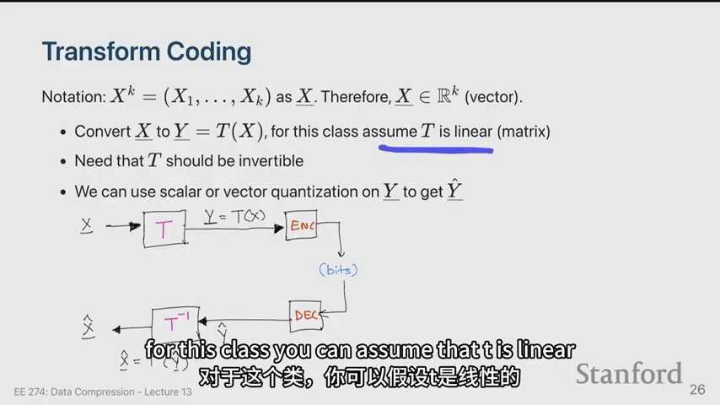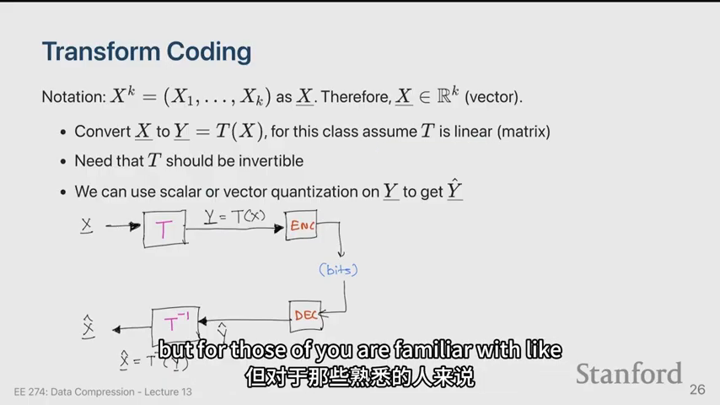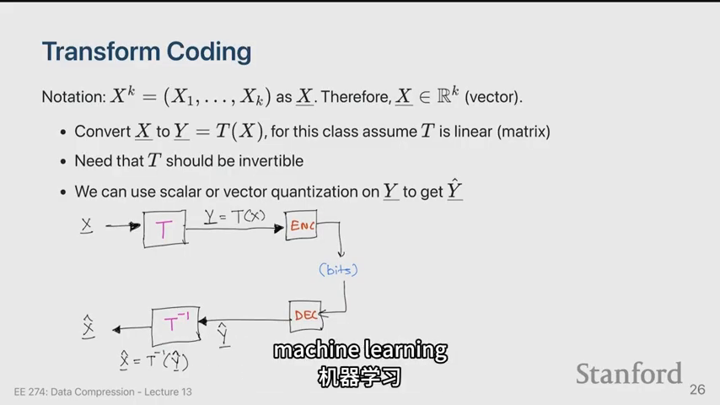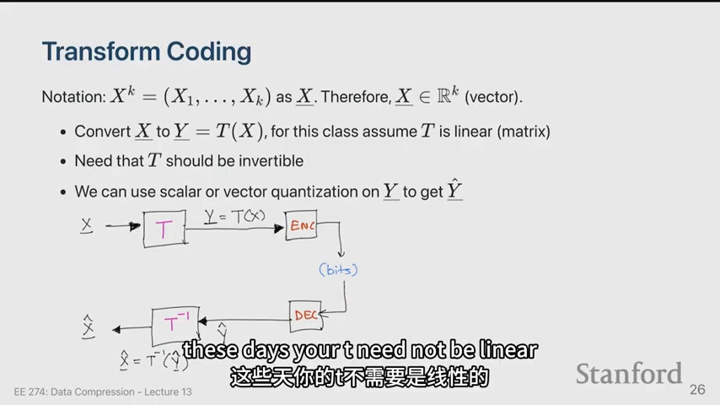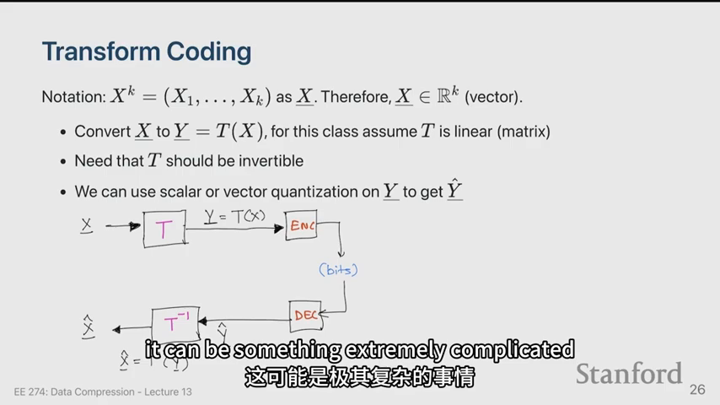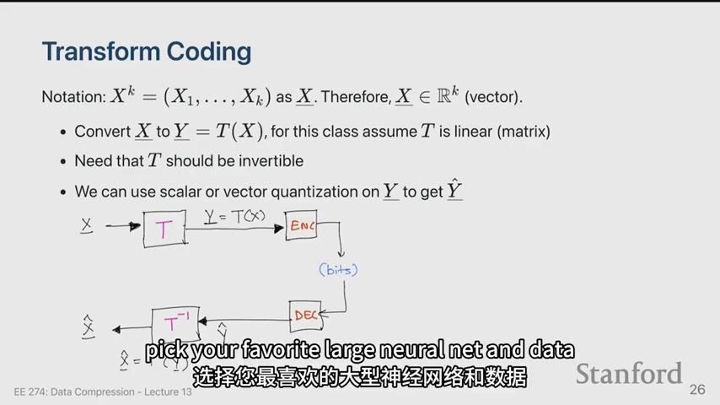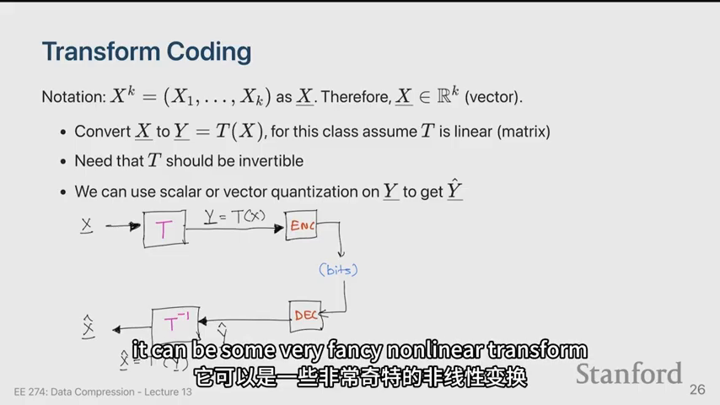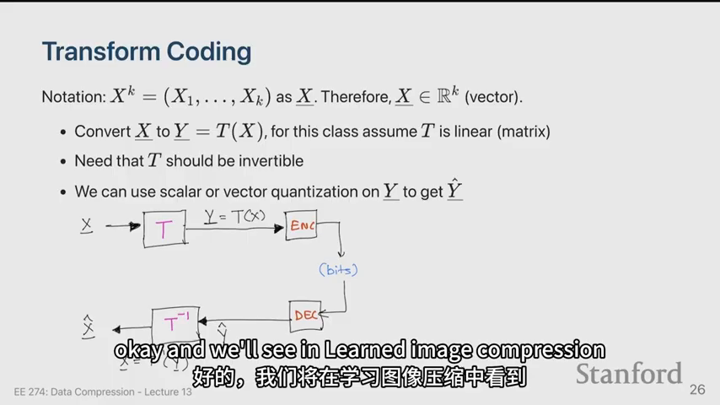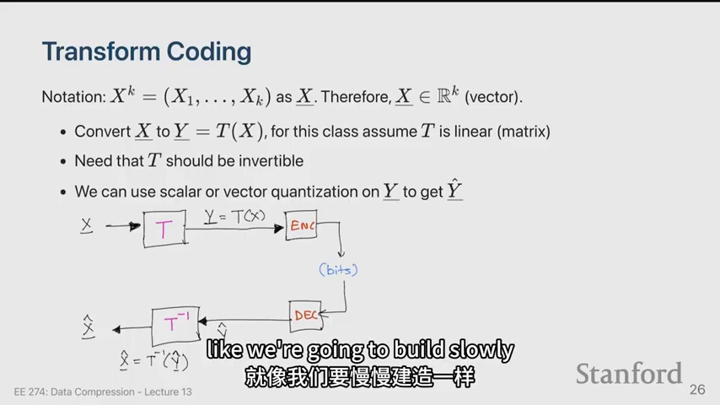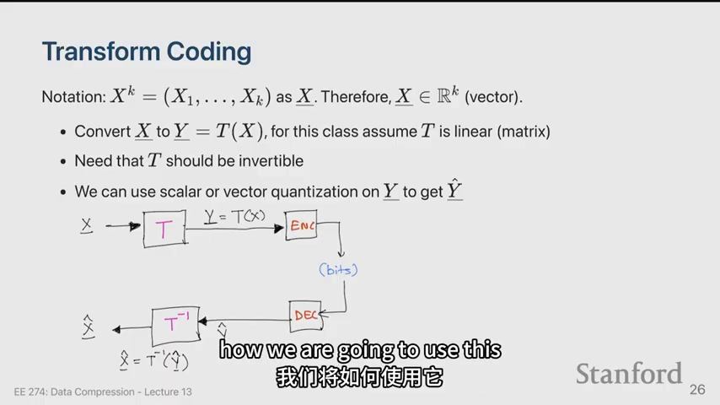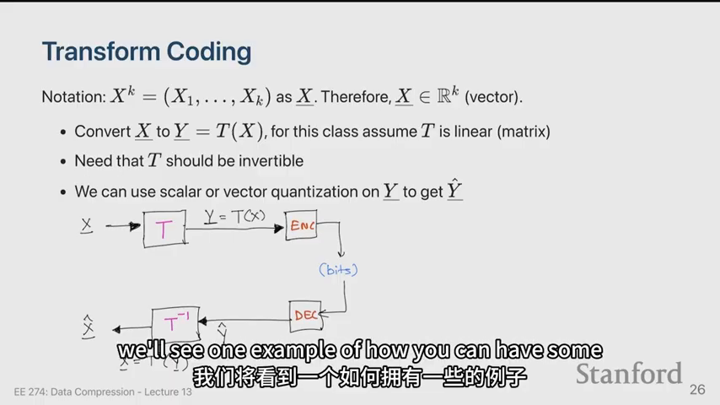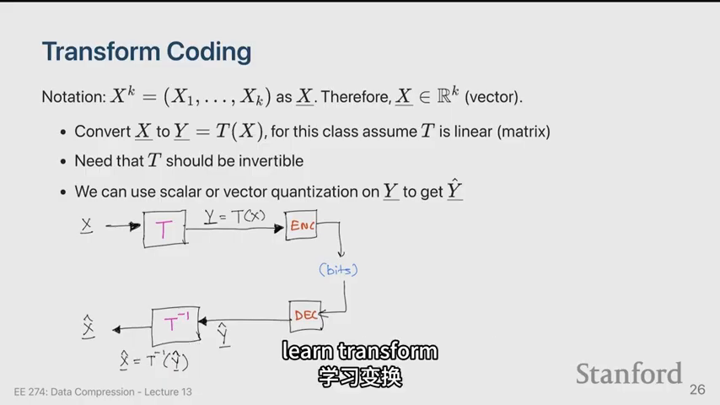For this class, you can assume that T is linear, but for those of you who are familiar with machine learning, these days your T need not be linear. It can be something extremely complicated. Pick your favorite large neural net and data. It can be some very fancy nonlinear transform. Okay, and we'll see this in learned image compression. We're going to build slowly how we are going to use this, and during learned image compression, we'll see one example of how you can have some learned transform.